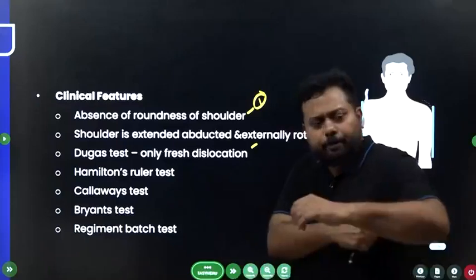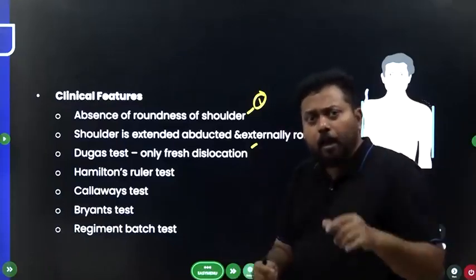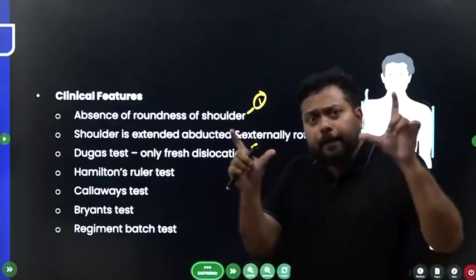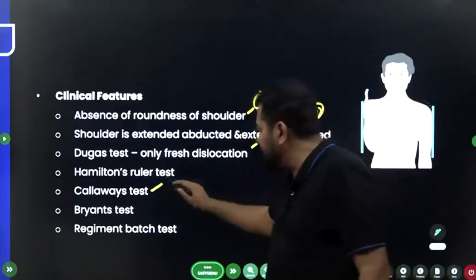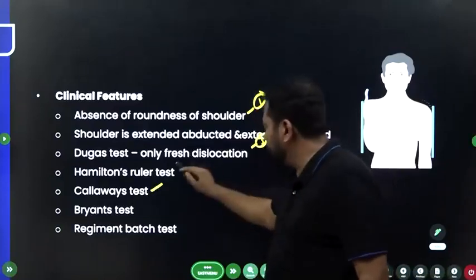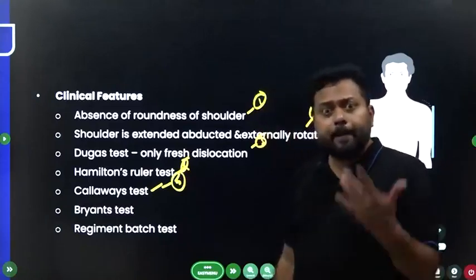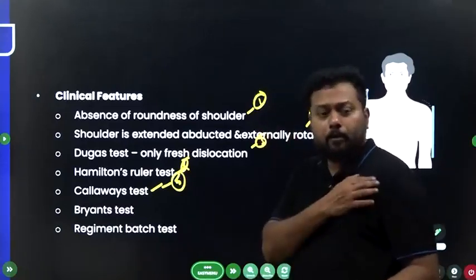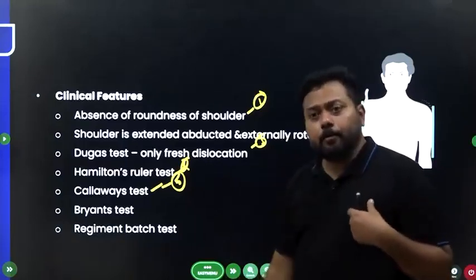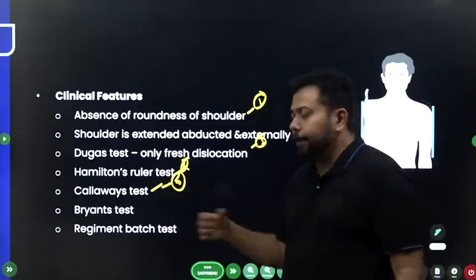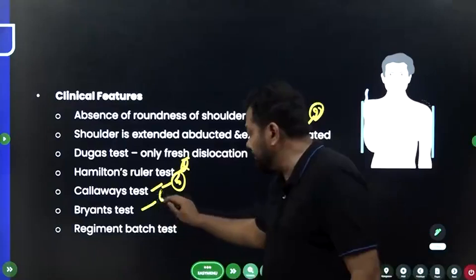Then take an inch tape, measure the girth or width of the axilla. In the dislocated side, the girth or width of axilla is more than the normal side. That is called Callaway's test. Okay, third test. Hamilton fourth, Callaway fifth. Okay, Bryan's sign. Normally we will have anterior axillary fold on both sides. If there is anterior shoulder dislocation on the affected side, the anterior axillary fold is pushed down. That is called Bryan's test, sixth type.